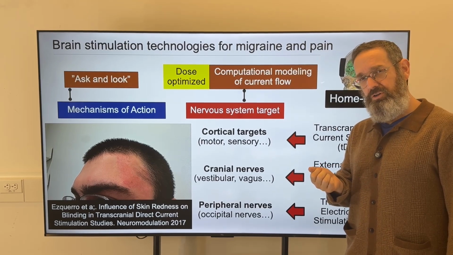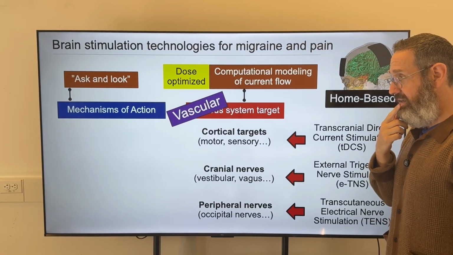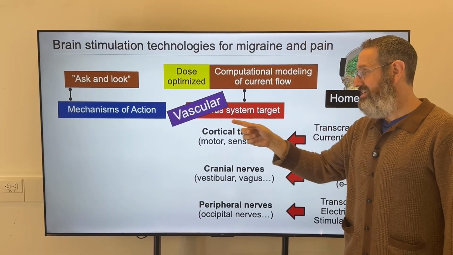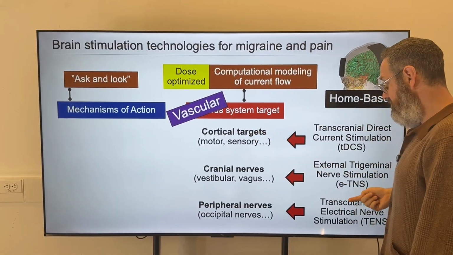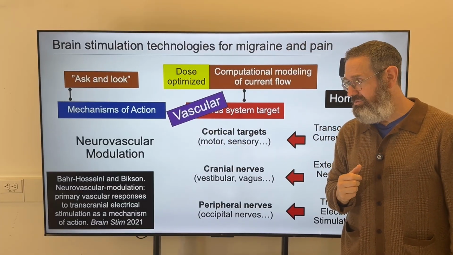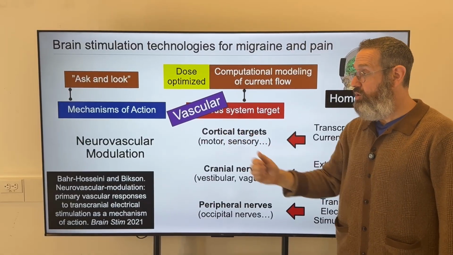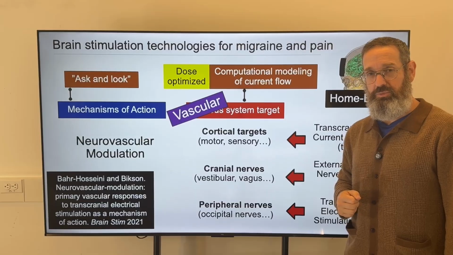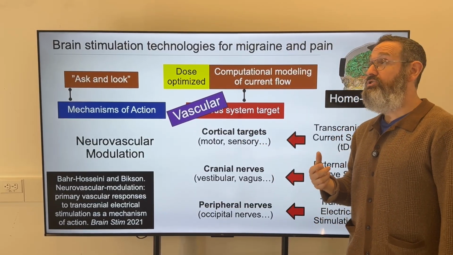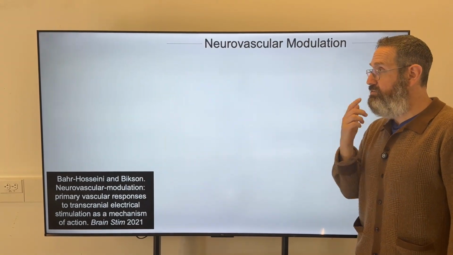Could boosting blood flow explain any of the therapeutic mechanisms of these techniques? Could, instead of thinking about the nervous system targets of stimulation, could we start thinking about the vascular, the blood flow targets of stimulation? So this is something we've thought about for a while, and others as well. We've called it neurovascular modulation. So adding that term vascular into the neuromodulation, which basically says maybe we're stimulating the vascular system, which is why we're seeing so much redness.